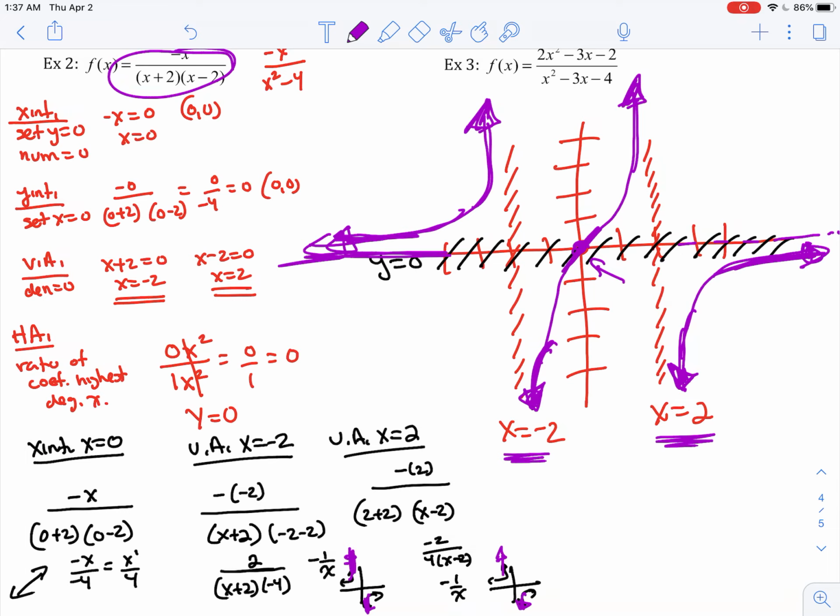Okay, we're going to stop here and we're going to let you try and do number 3, and then we'll come back for number 4.